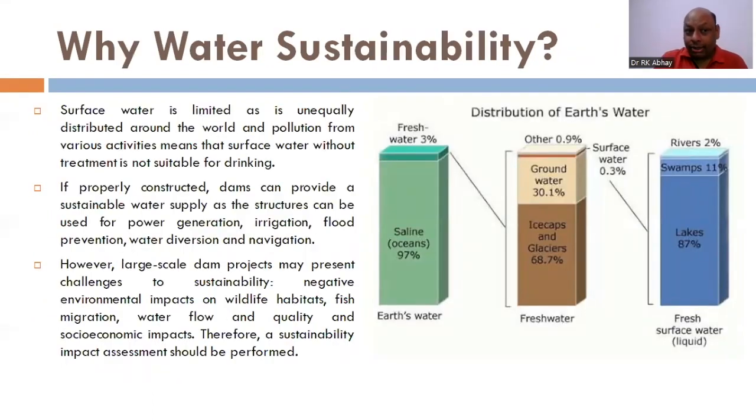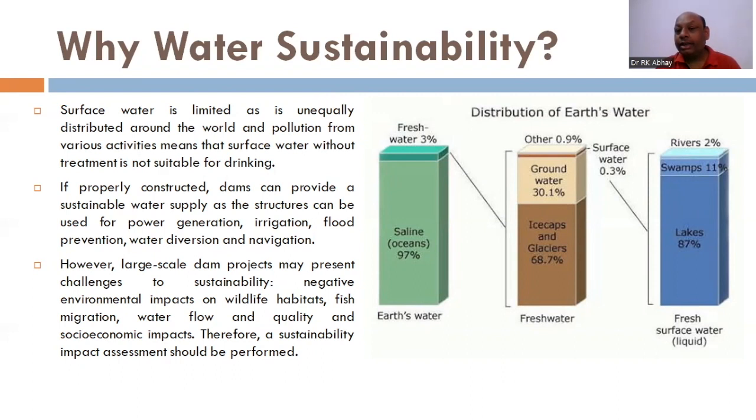Why water sustainability? Sustainability is very important because the distribution of the Earth's water resource is unequal. There is only 3% fresh water available, and this 3% is also not available to each and every country in a rational way. 68.7% of this total fresh water is found in the form of ice caps and glaciers, and groundwater is almost 30% of it.